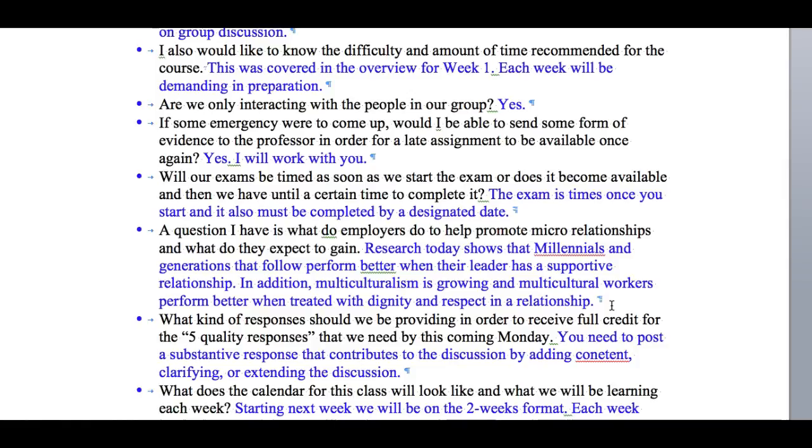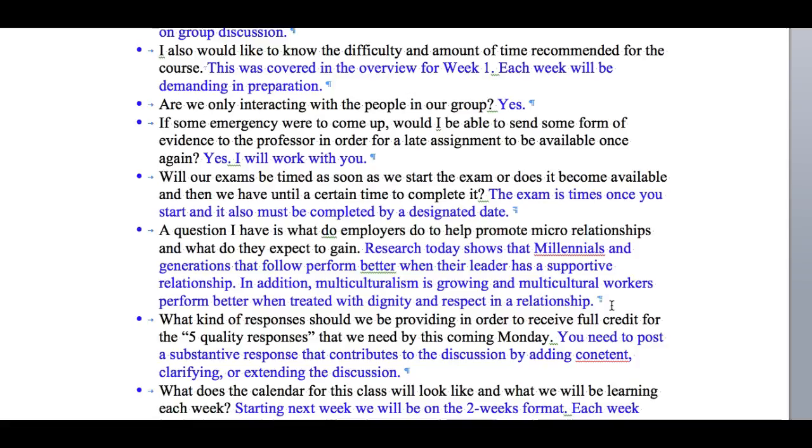Will our exams be timed as soon as we start the exam, or does it become available and then we have a certain time to complete it? The timing starts once you start. So once you get ready to do it, you want to set aside an hour and a half and plan to finish it.